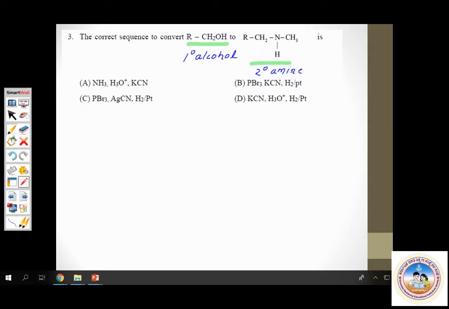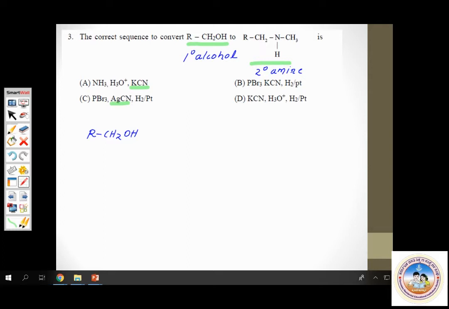How shall we do it? Let us check it out. We have to identify what is the right method to do it. Observe. First, you have primary alcohol RCH2OH. Now you need to introduce a nitrogen atom into it. How do you introduce a nitrogen atom? You can introduce it either in the form of KCN, cyanide ion, or using AgCN. But we very well know if you use KCN, you will get cyanide. If you use AgCN, you will get isocyanide.